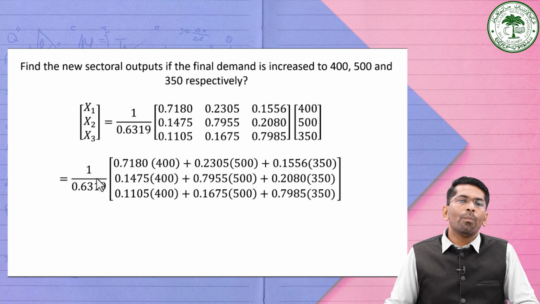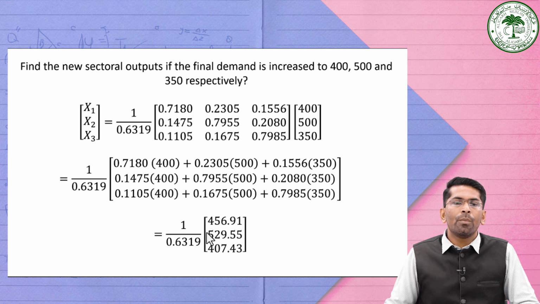So now I am going to multiply 1 by 0.6319 with each and every element. So it will become 1 by 0.6319 into, if you add up all these elements in the first row, 456.91. The second row, if you add up, then it will become 529.55. And the third row, if you multiply, then add, it will become 407.43. Now we are going to multiply these two.